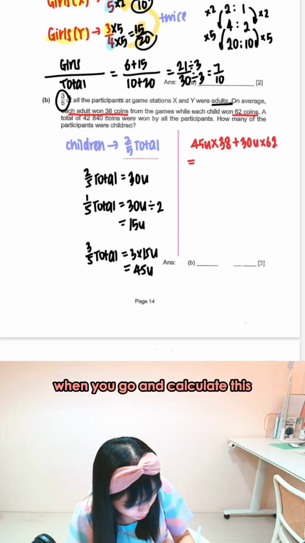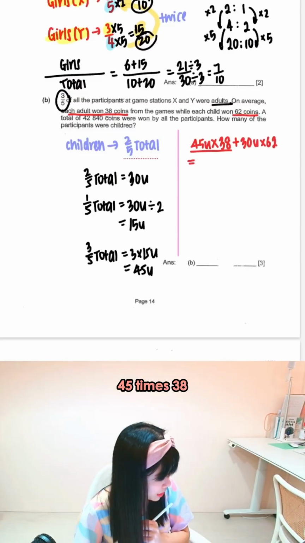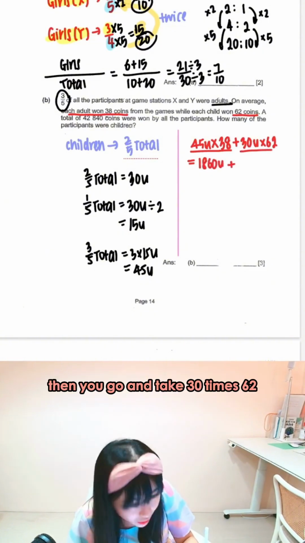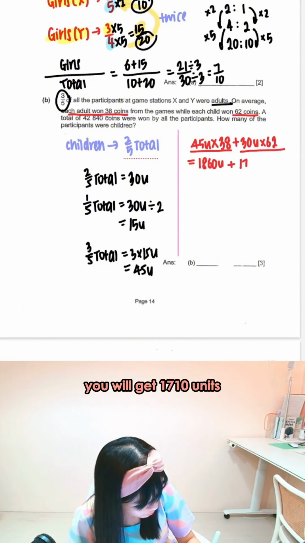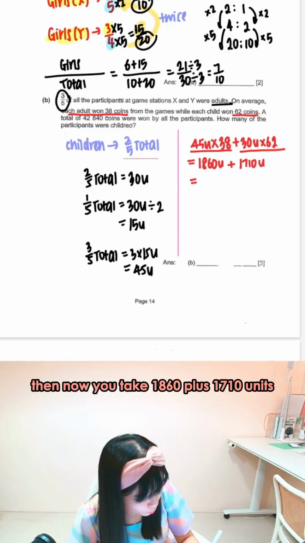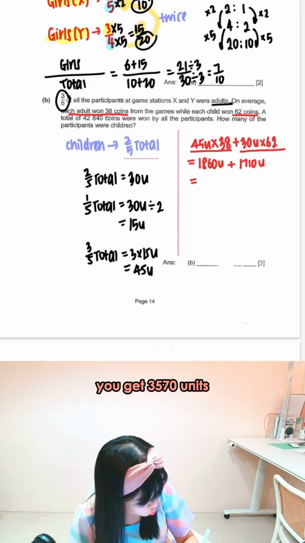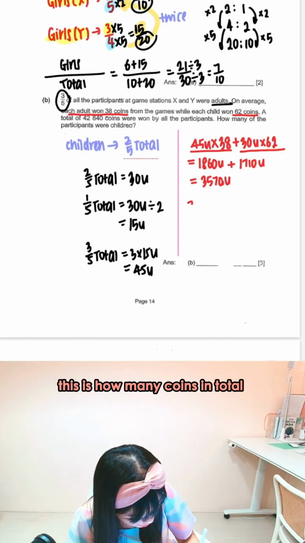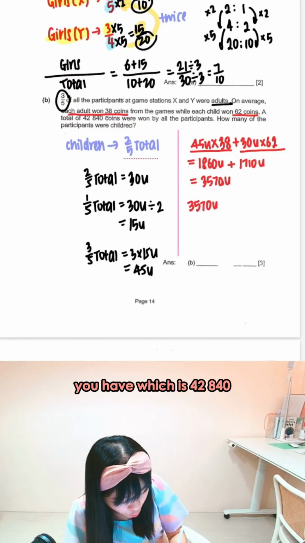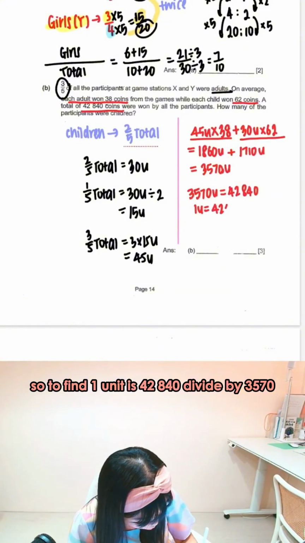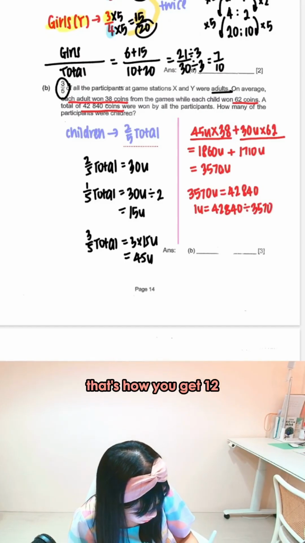So basically, when you go and calculate this, 45 times 38, you will get 1710 units. Then you go and take 30 times 62. You'll get 1860 units. Unit times number give you unit. Then now you take 1710 plus 1860 units, you get 3570 units. And what is this units about? This is how many coins in total you have, which is 42840. So to find 1 unit is 42840 divided by 3570. That's how you get 12.